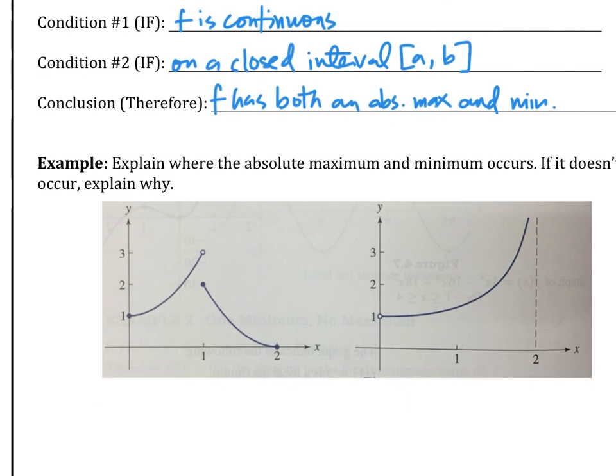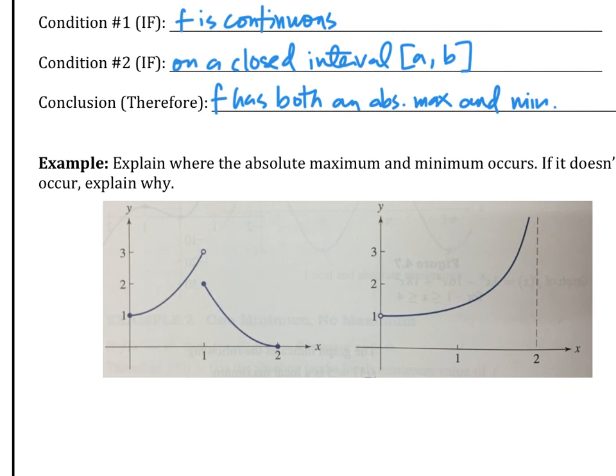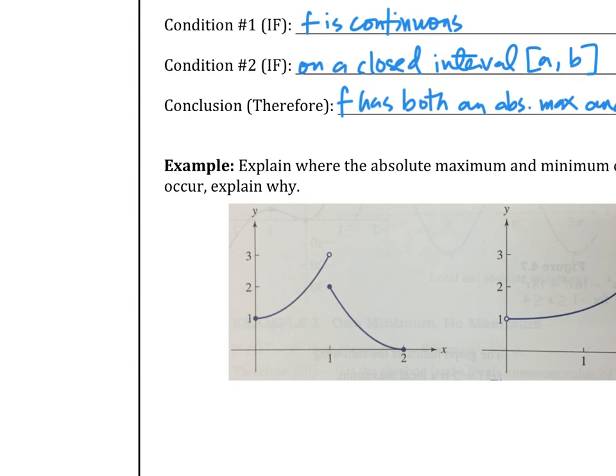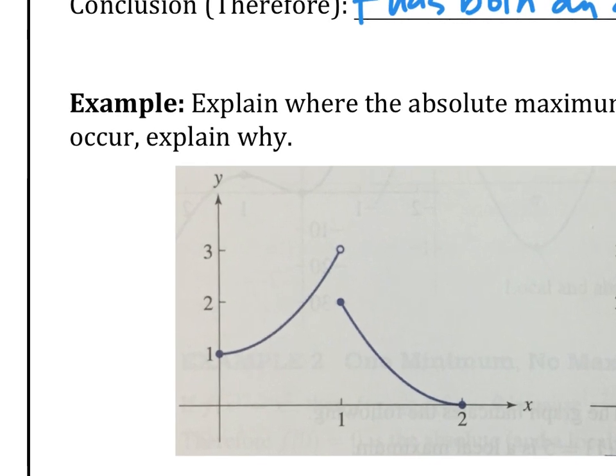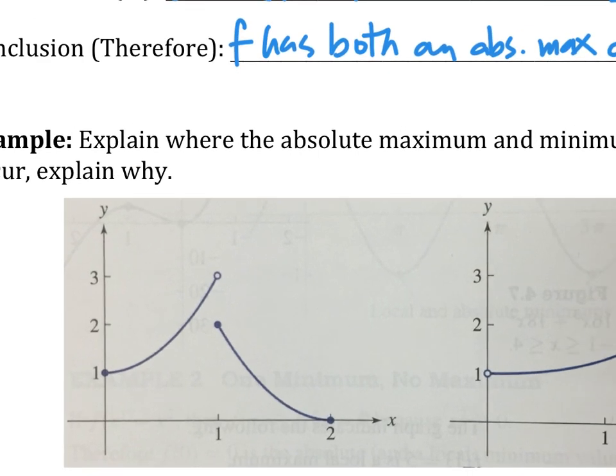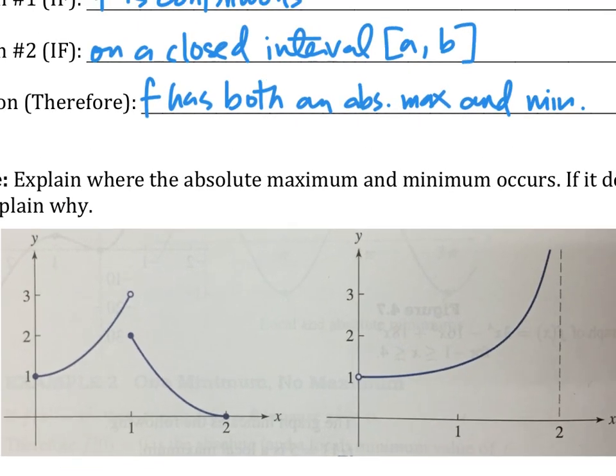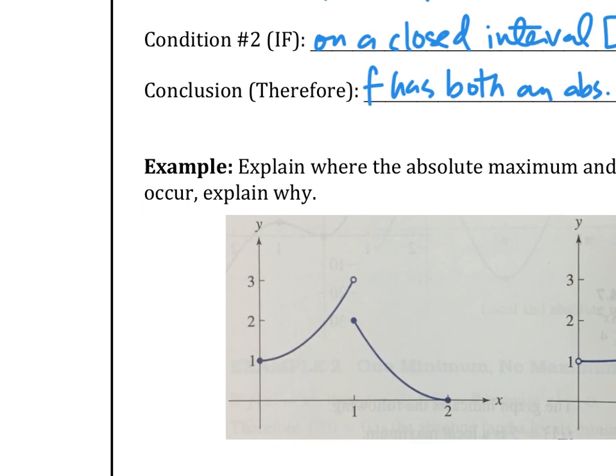Okay, so let's look at another strange case. Explain where the absolute maximum and minimum occurs. If it doesn't occur, explain why. Well, on this one, you cannot use the extreme value theorem because it's disconnected here. But let's just look at the graph anyway and do what it wants us to do. Explain where the absolute maximum and minimum occurs. If it doesn't, explain why.